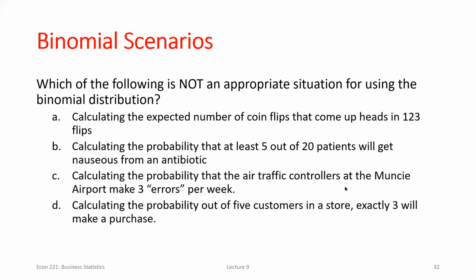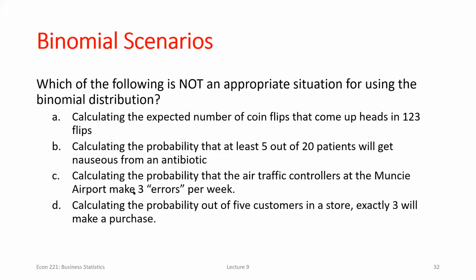Calculating the probability that an air traffic controller at the Muncie airport makes 3 errors per week. Right? Well, I guess on every landing I could make an error or I don't. So maybe I've got a success and a failure there. But what would my number of trials be here? I don't know, right? Theoretically, the number of planes landing every week is going to change. And I actually don't know how high it could get. I have no idea what the capacity of the Muncie airport is, right?